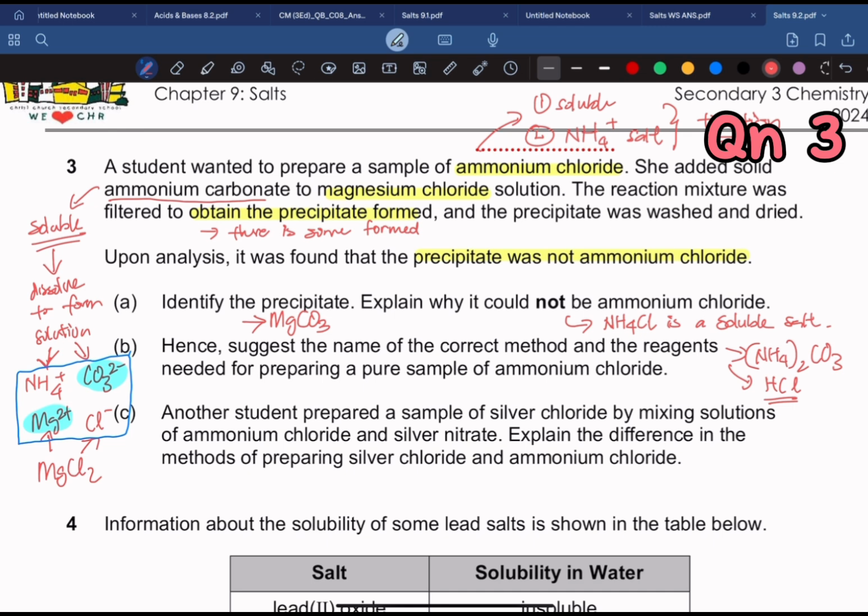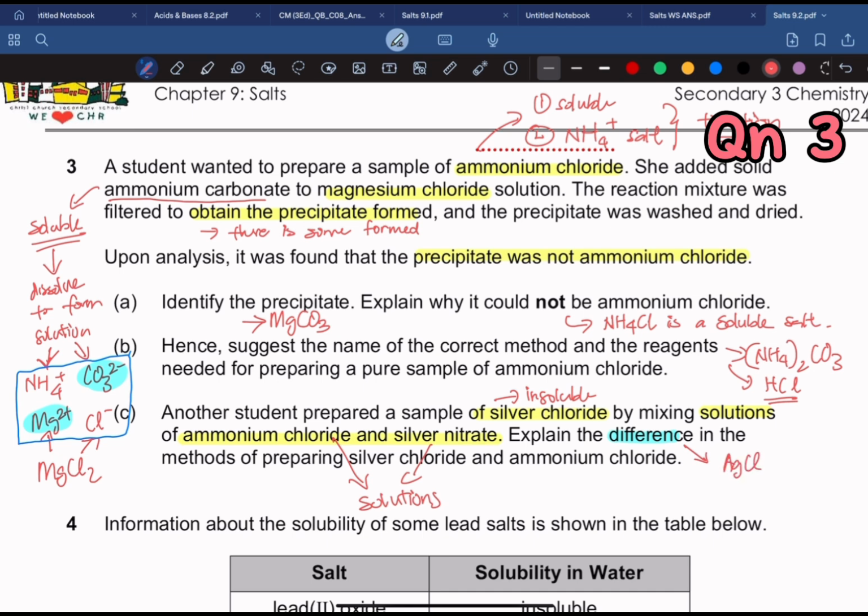Okay, part C, I want to prepare silver chloride solution. Okay, and silver chloride, we know that it is insoluble. And in precipitation, we are mixing solutions of ammonium chloride and silver nitrate. So these two are my solutions. So hence, we can prepare silver chloride using this method. So hence, the difference in the method of preparing silver chloride and ammonium chloride is very straightforward.